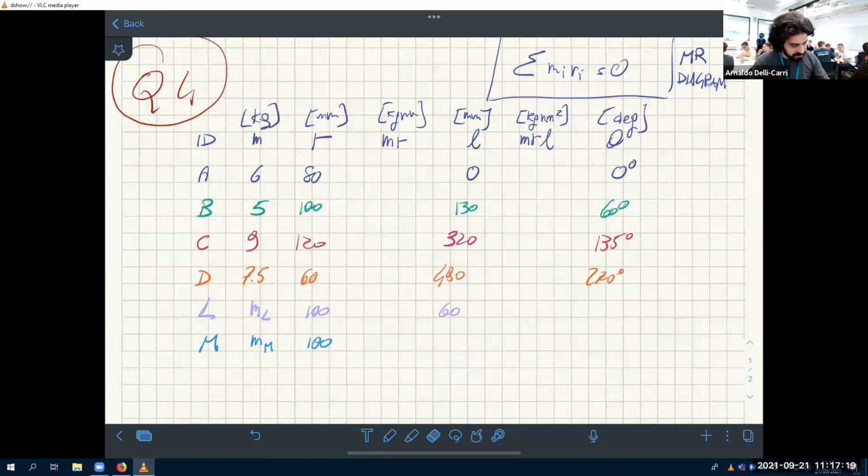So distance from A is 460. Because C is 320 from A, and then M is 140 further away from C. Agreed? Online students, are you with me? Yes? What's the number for the L? It's 60. This one, 490.